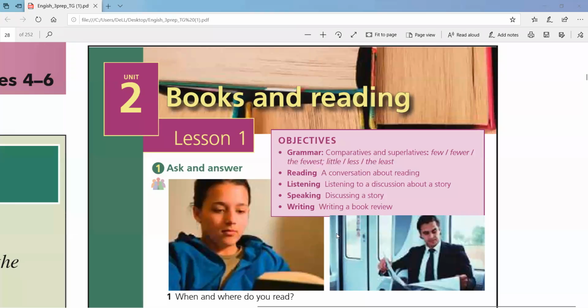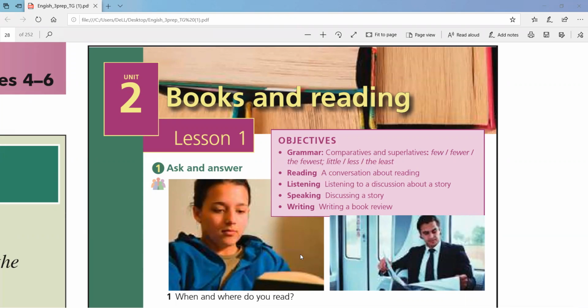Today, inshallah, we will start with a new unit from New Hello, Unit 2, Books and Reading. The objectives of this unit are grammar. We will learn about comparatives and superlatives: few, fewer, the fewest, the little, less, the least.